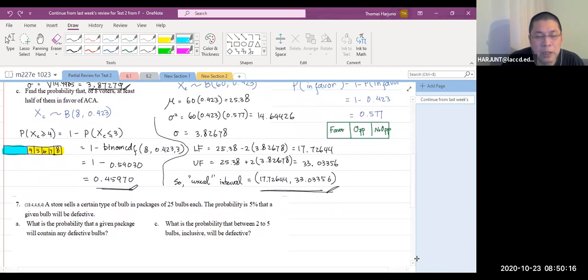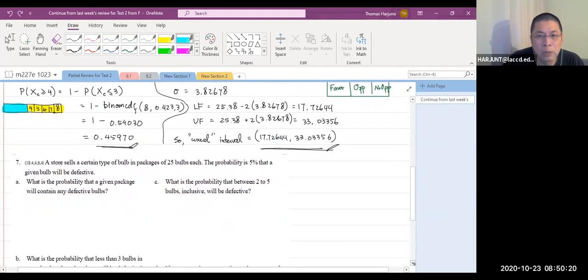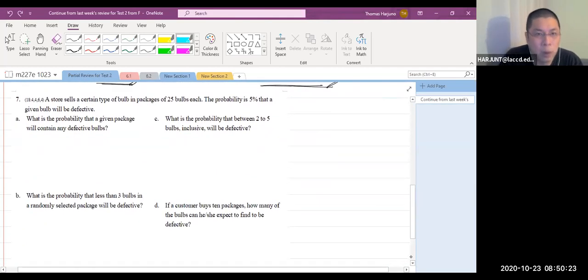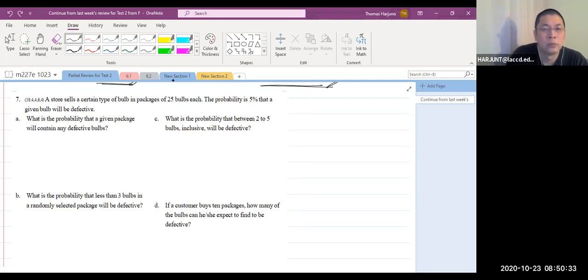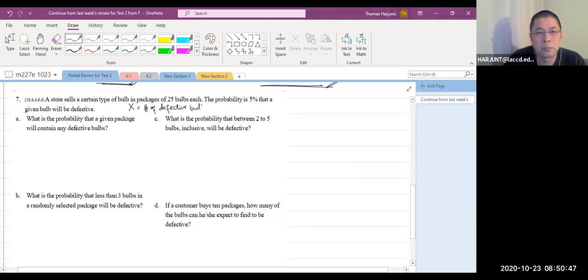Number 7, I skipped to number 7. Last week we did number 2 to number 6 already. Number 7: a store sells a certain type of bulb in packages of 25 bulbs each. The probability is 5% of a given bulb being defective. So let's say X is the number of defective bulbs in a package. This X will be binomially distributed, number of trials 25, probability of being defective 5%.